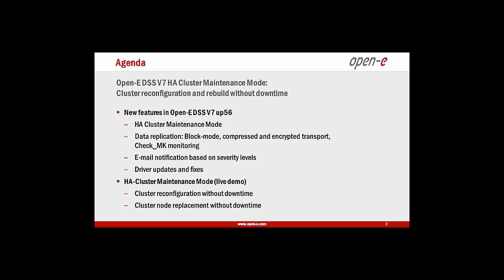In this new version, next to HA cluster maintenance mode, we have a few improvements for the data replication. In the data replication, we have an option to send not just the files, but a part of the file, so-called block mode. Also, there is an option to send data compressed, to send the data encrypted, and we have also an option to monitor data replication. I will not demonstrate how to use it today. I will just show, because our focus is on HA cluster maintenance mode.